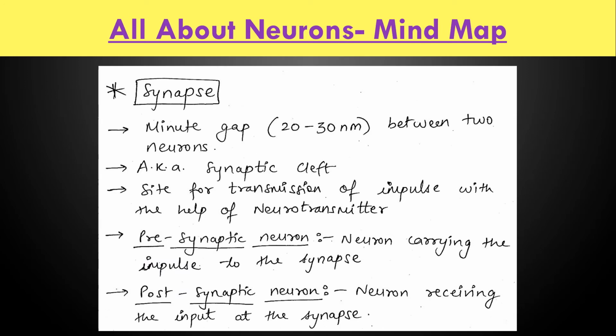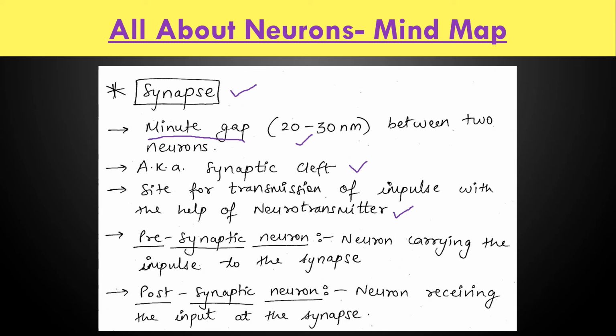Let us move on to understanding what exactly is a synapse. As we discussed earlier, it is just a minute gap which is present in between two neurons, and the diameter is about 20 to 30 nanometers. It is also known as the synaptic cleft. It is the site for transmission of impulse with the help of neurotransmitters, and these neurotransmitters are especially important in case of the chemical synapse.